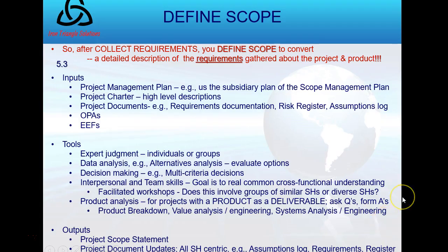Okay, welcome back to Scope Management. This time we're talking about the process Define Scope. Define Scope is critical to project success. An unclear definition of a scope is the biggest reason for project failure. So defining the scope is very, very important.